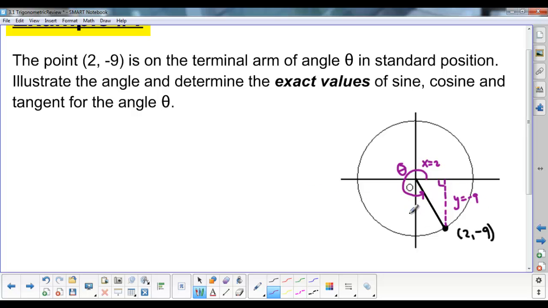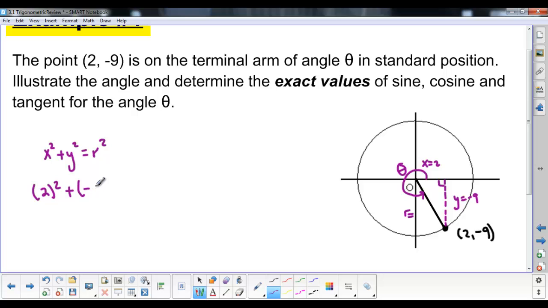So the first thing we're going to do is find that missing side length using the Pythagorean theorem. We're going to find that missing r. So remember, x squared plus y squared equals r squared. Just go ahead and fill in the values and solve for r. So x squared plus y squared equals r squared. So I know that this is 4 plus 81, giving us r squared equals 85.